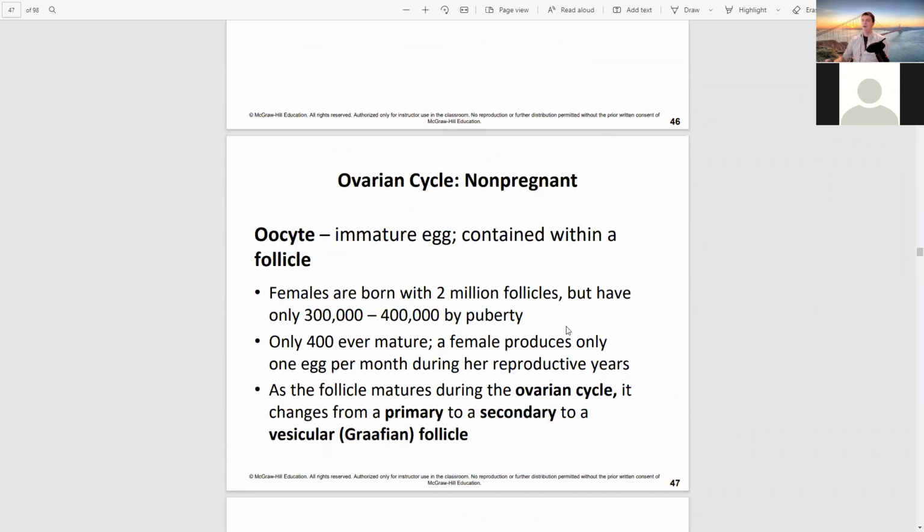So the ovarian cycle for non-pregnant, the oocyte or the immature egg is contained within a follicle. Females are born with 2 million follicles, but have only 300,000 to 400,000 by puberty. Only 400 ever mature. A female produces only 1 egg per month during her reproductive years. As the follicle matures during the ovarian cycle, it changes from a primary to a secondary to vesicular follicle.